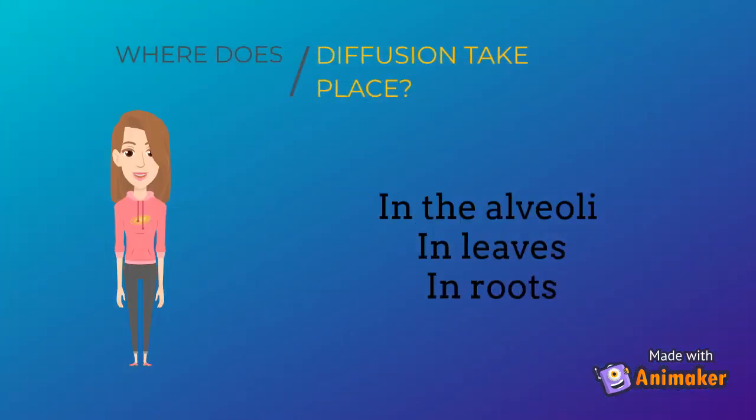Where does diffusion actually take place? Well, it takes place in the alveoli present inside the lungs. When oxygen arrives in inspired air, it diffuses down the concentration gradient and into the bloodstream where it can be transported around the body. Additionally, it also takes place in leaves, where carbon dioxide diffuses into the leaf down the concentration gradient for photosynthesis to occur.